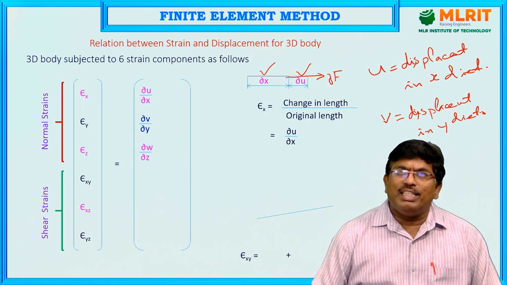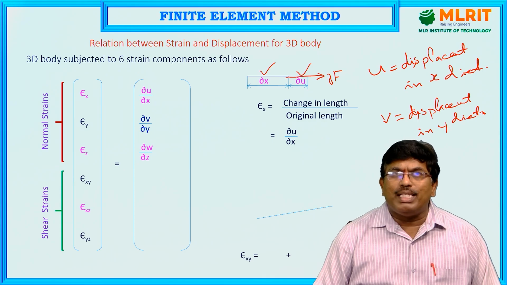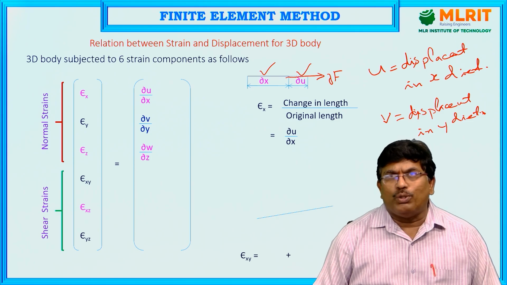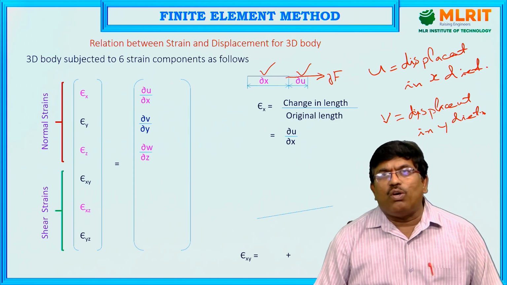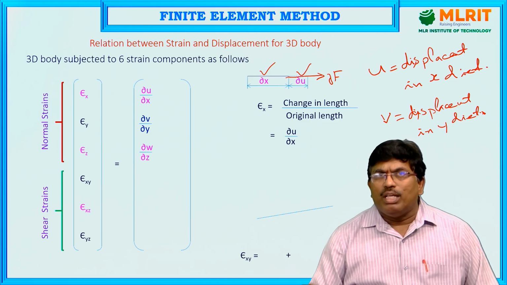Here ∂z is a differential length in the z direction, and w is a displacement in the z direction, then the strain in the z direction is ∂w by ∂z. So these three are what is called normal strain. Now we jump into what is shear strain.